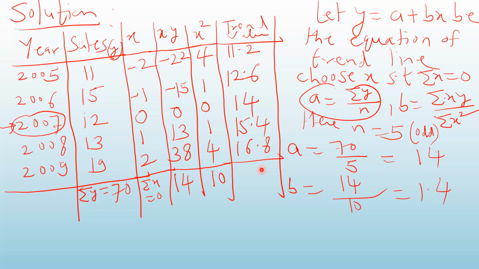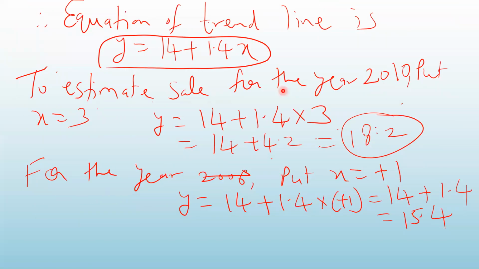In this problem, you are also asked to estimate the sale for the year 2010. That means the future. You are given the data only up to 2009. So for future year, if you want to predict, you have to see the pattern. The values of x are in the steps of 1. So if there is 2010, the value of x will be 3. So we have put the value of x equal to 3 here. For the year 2010, put x equal to 3. When you put x equal to 3, you get 18.2.